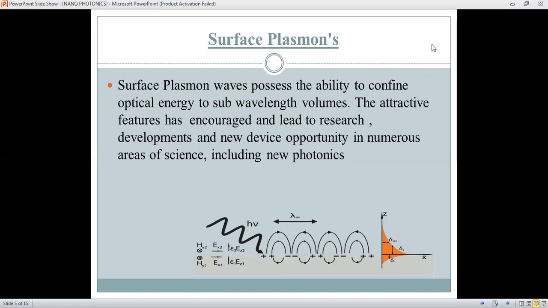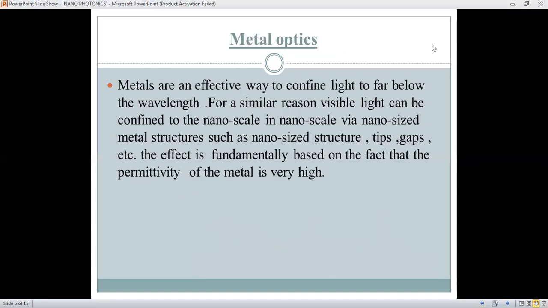The first technique of nanophotonics is surface plasmons. Surface plasmon waves possess the ability to confine optical energy to sub-wavelength volumes. These attractive features have encouraged research, development and new device opportunities in numerous areas of science, including nanophotonics.